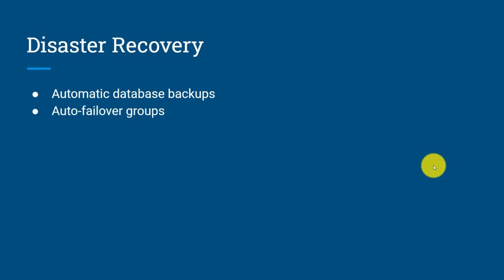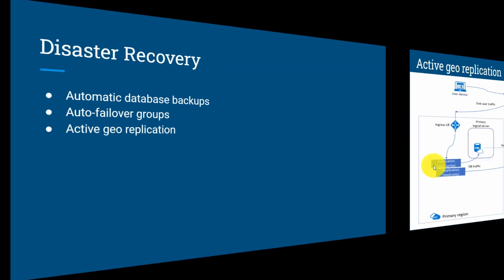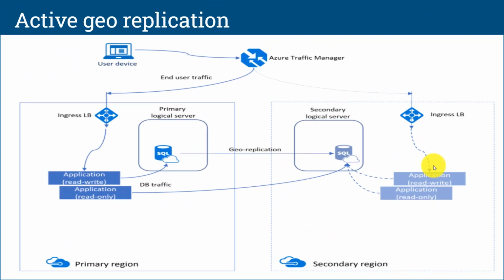Microsoft provides three types of disaster recovery solution. First is automatic database backup, which we discussed in module number 3. The second is Auto-Failover Groups, and the third is active geo-replication. Now let's understand what active geo-replication is. Now let's understand this image.